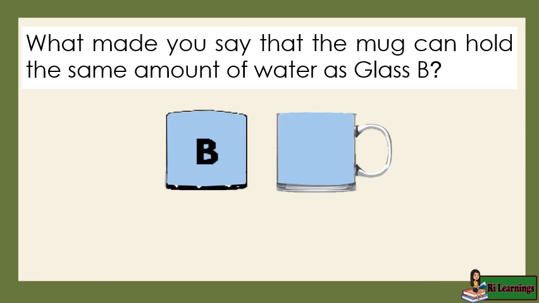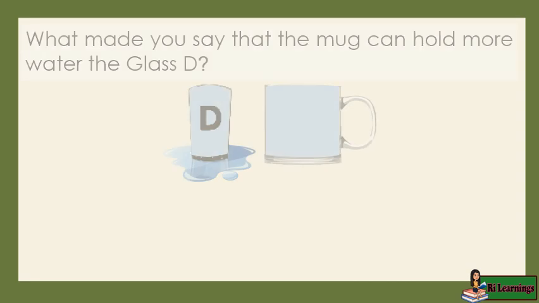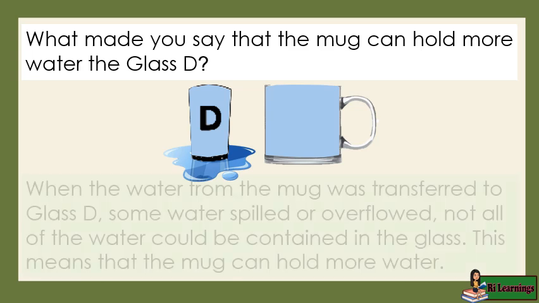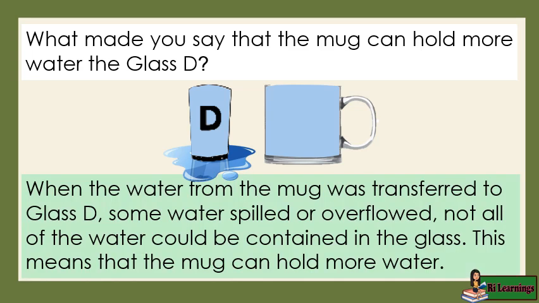What made you say that the mug can hold the same amount of water as glass B? When the water from the mug was transferred to glass B, it was filled to the brim. What made you say that the mug can hold more water than glass D? When the water from the mug was transferred to glass D, some water spilled or overflowed. Not all of the water could be contained in the glass. This means that the mug can hold more water.